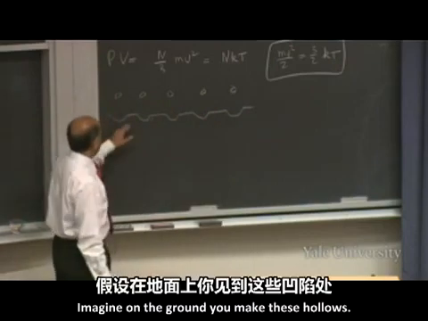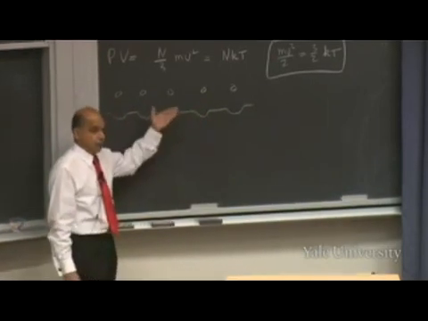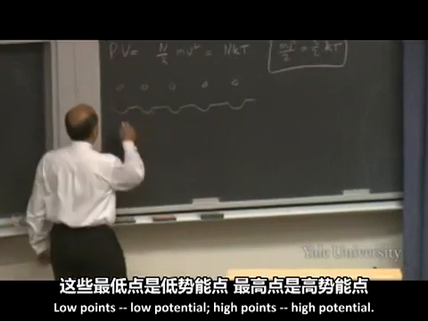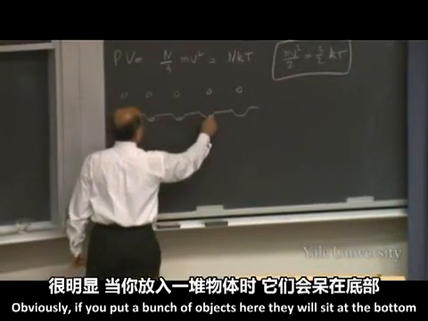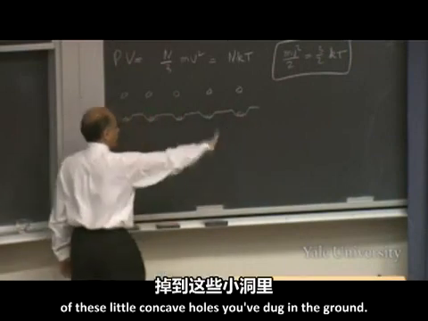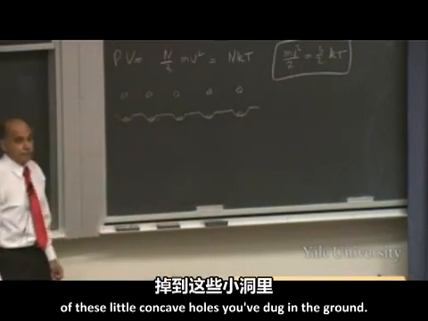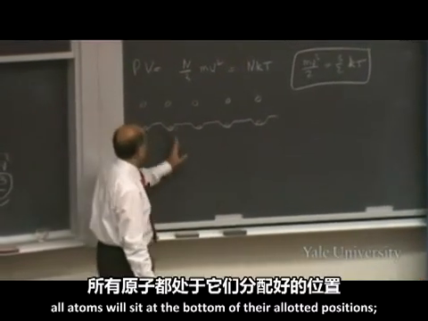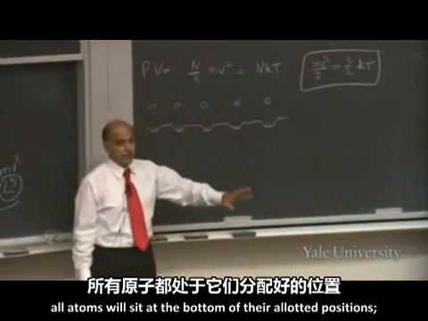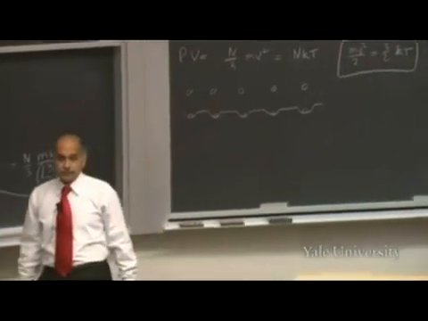Imagine on the ground you make these hollows: low points, low potential, high points, high potential. Obviously, if you put a bunch of objects here, they will sit at the bottom of these little concave holes you've dug in the ground. At 0 degrees absolute, all atoms will sit at the bottom of their allotted positions. That will be a solid at 0 temperature.